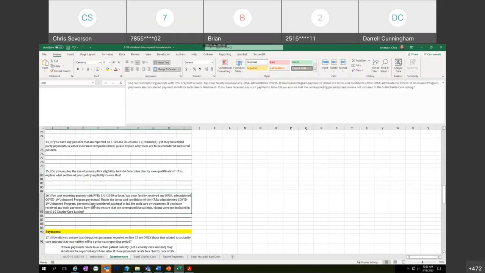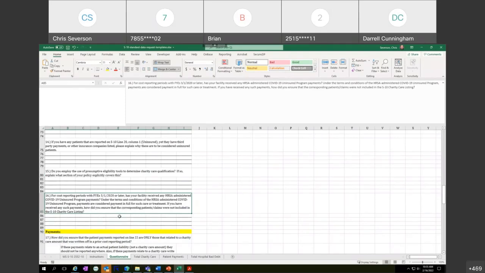And here's that point to answer that question you had earlier about the HRSA. For cost reporting periods with fiscal year ends 3/1/20 or later, has your facility received any HRSA-administered COVID-19 payments? Under the terms and conditions of the HRSA-administered program, payments are considered payment in full for such care or treatment. So if you have received any payments, how did you ensure that any corresponding patients or claims were not included?